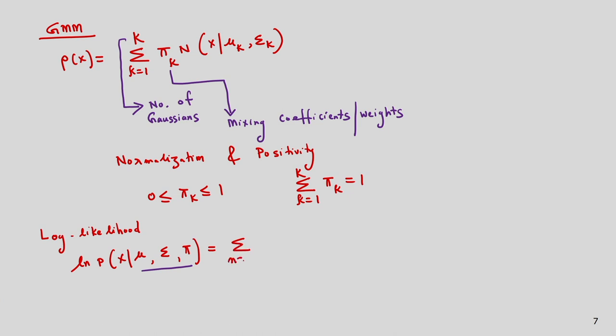Summation n equal to 1 to N, ln, I can write like this, and this expression is equal to, just putting the values of this density, ln summation k equal to 1 to K pi k times the normal density, just putting the value of this density.